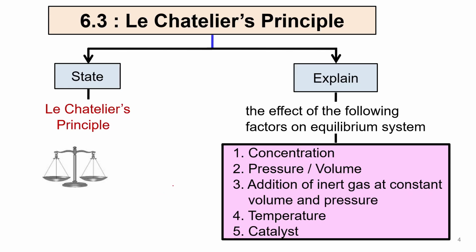So let us look at 6.3. In Le Chatelier's principle, we are going to explain the statement of the principle, and then we are going to explain the effect of the following factors on an equilibrium system, such as concentration, pressure and volume, addition of inert gas at constant volume and pressure, temperature, and catalyst.